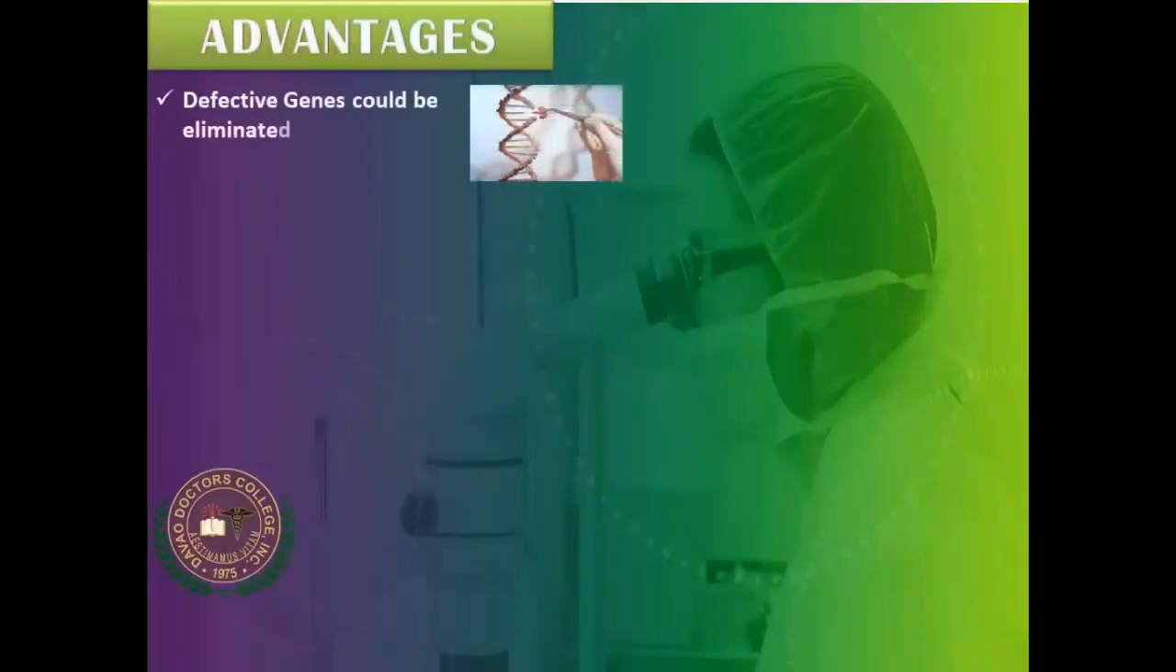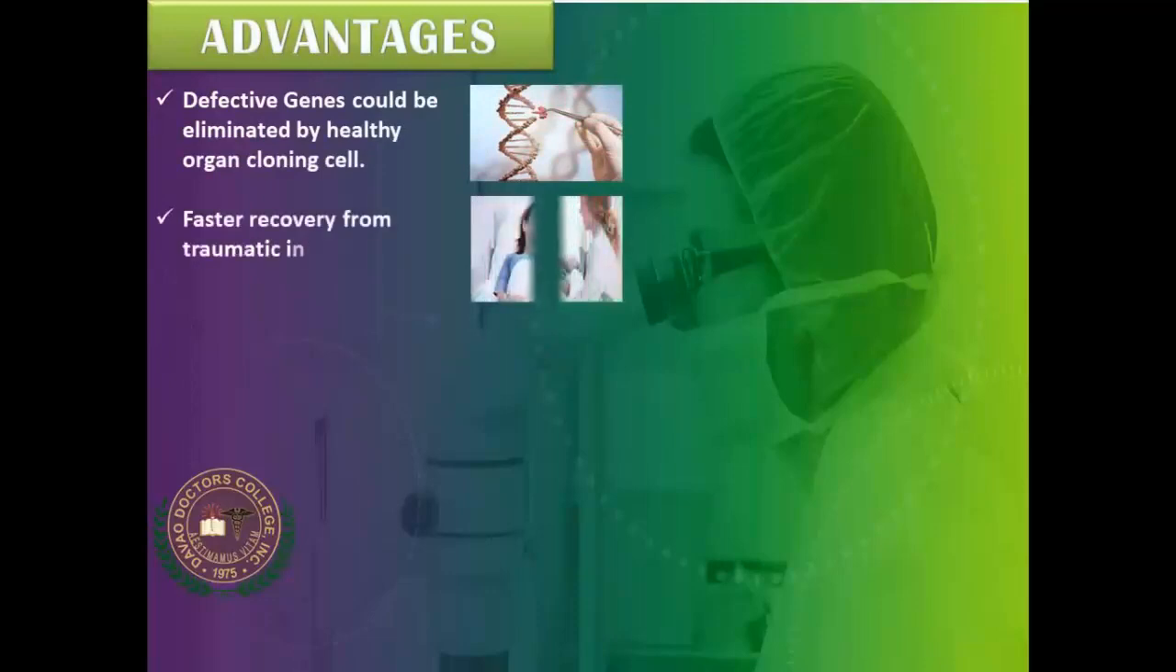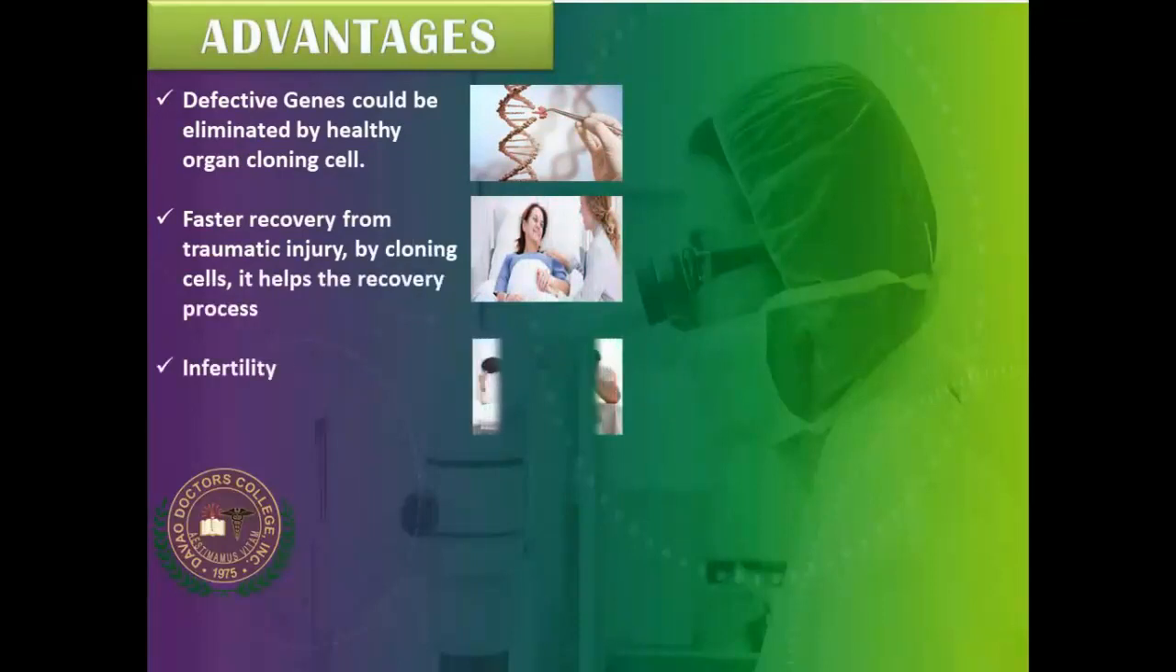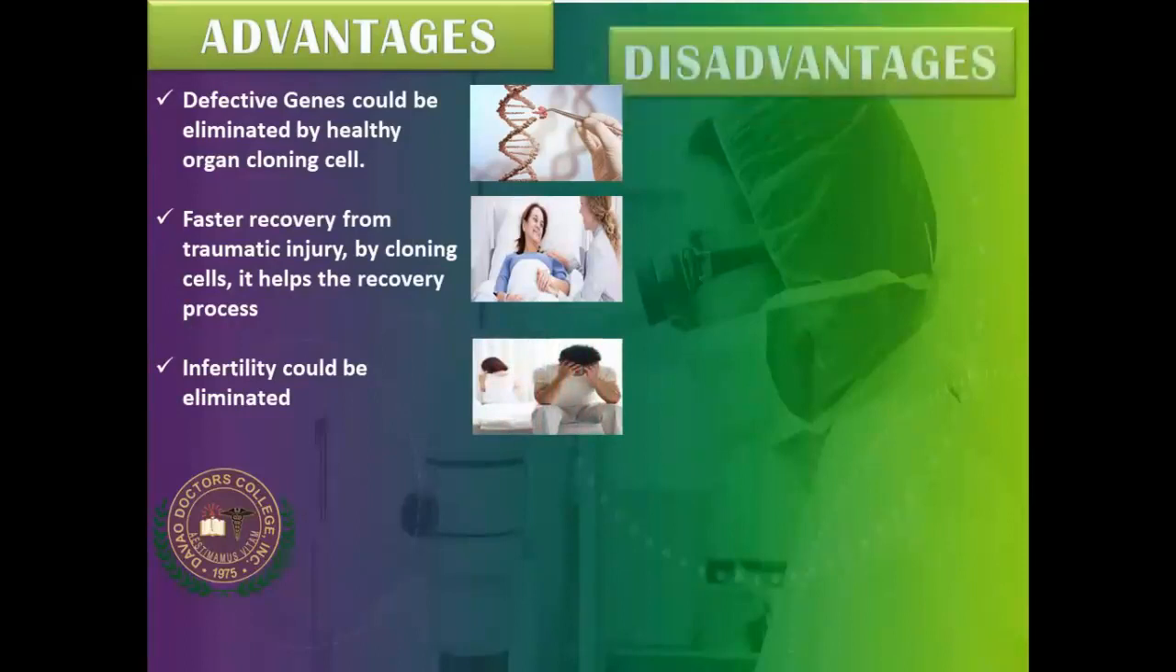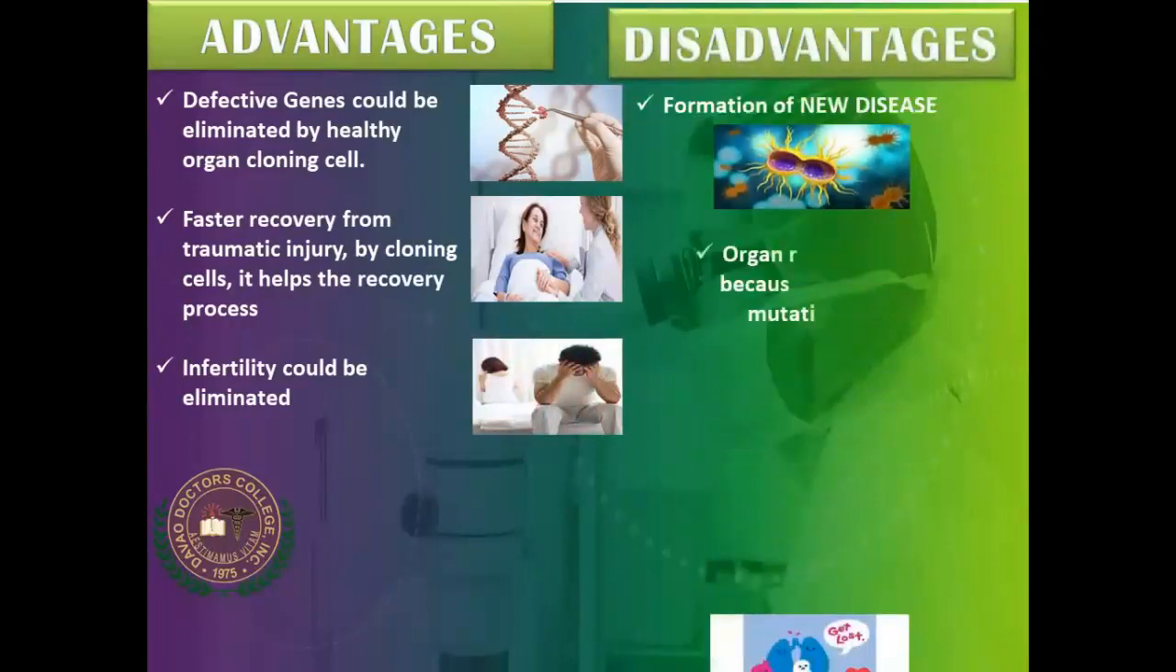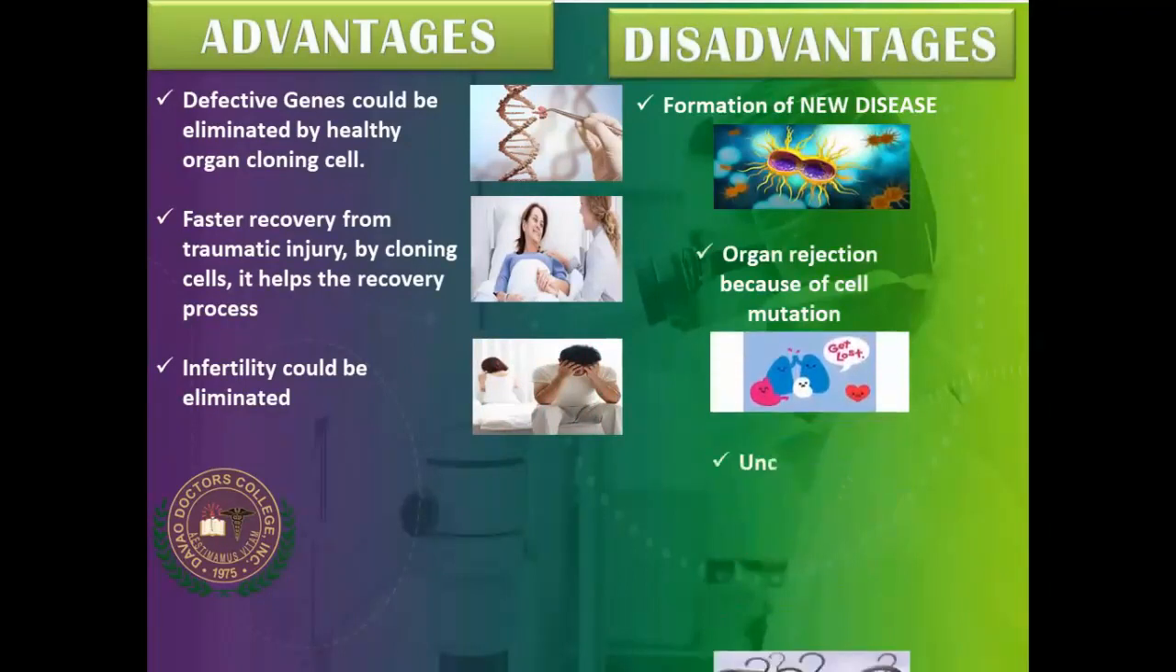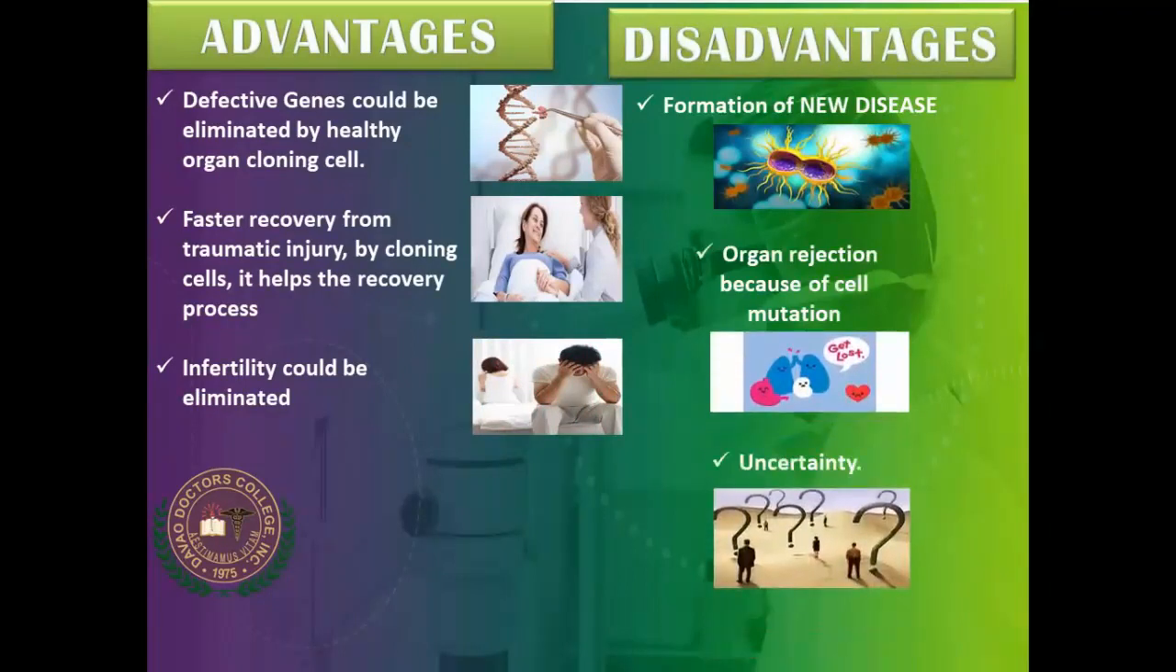What are the advantages of human cloning? First, a defective gene could be eliminated by healthy organ cloning cells. Also, faster recovery from traumatic injury, by cloning cells to help the recovery process. And lastly, infertility could be eliminated. On the contrary, formation of new diseases may occur. Also, organ rejection varies because of cell mutation. And lastly, the uncertainty. Many of the effects of cloning are unknown. It is a new world of science that is still continually being discovered.